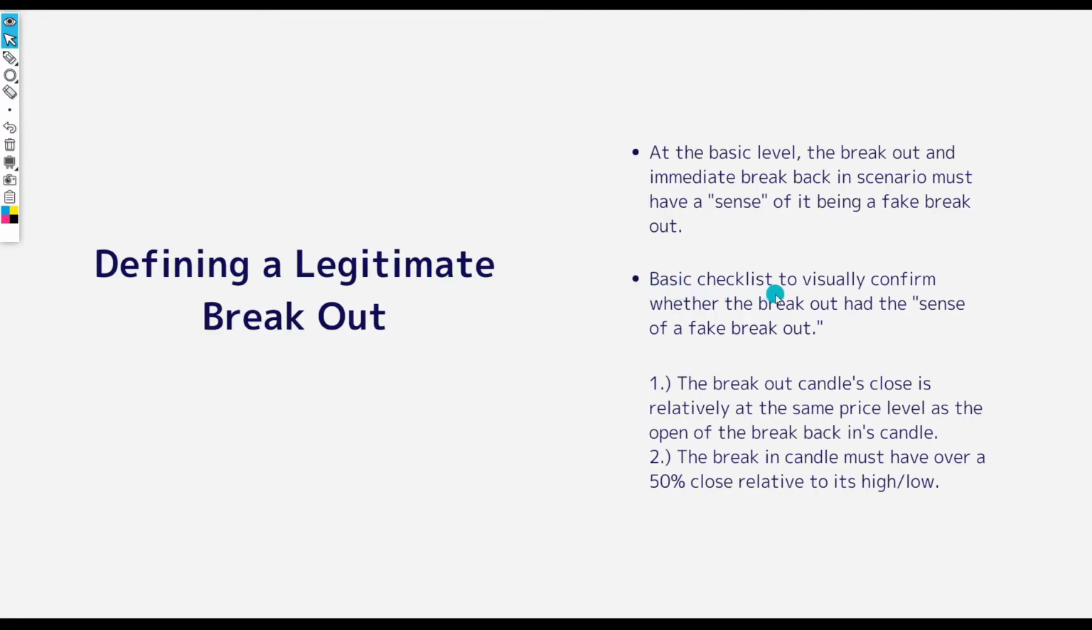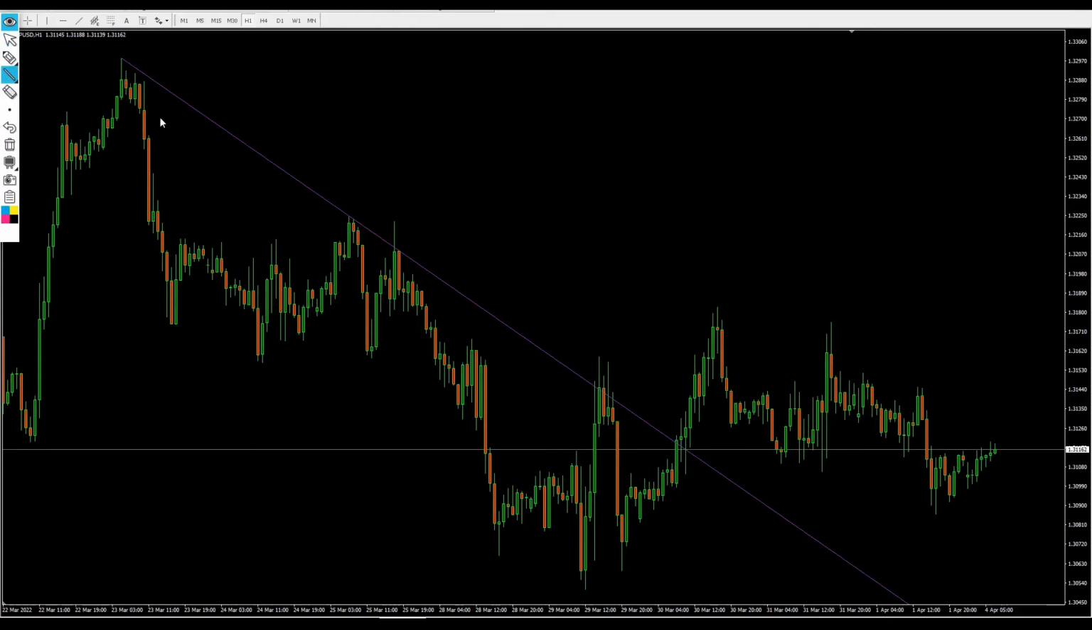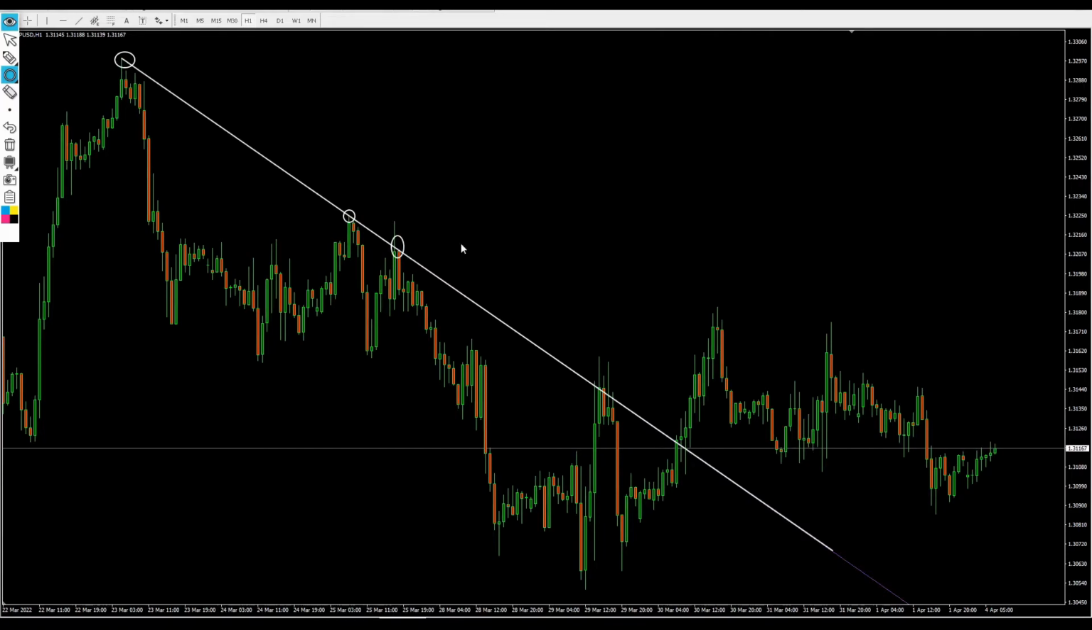Okay, so a basic checklist to visually confirm whether the breakout had the sense of a fake breakout. Number 1, the breakout candle's close is relatively at the same price level as the open of the breakback in candle. Okay, so take this trend line right here from this wick of a candle to this wick of a candle and extend it out. Now, although there is not an equal distance between the pivots, because this is an obviously respected trend line with that fourth touch right here, this trend line can be used for a trend line confirmation.